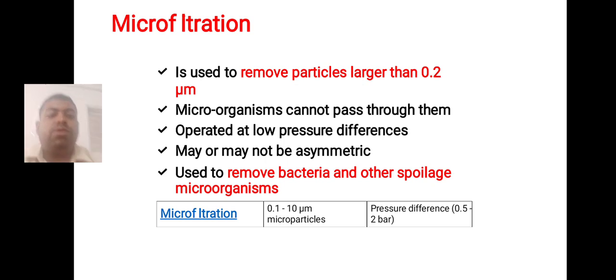Microfiltration is used to remove particles larger than 0.2 micrometer. Microorganisms cannot pass through them. It is operated at low pressure difference. It may or may not be asymmetric. It is used to remove bacteria and other spoilage microorganisms.